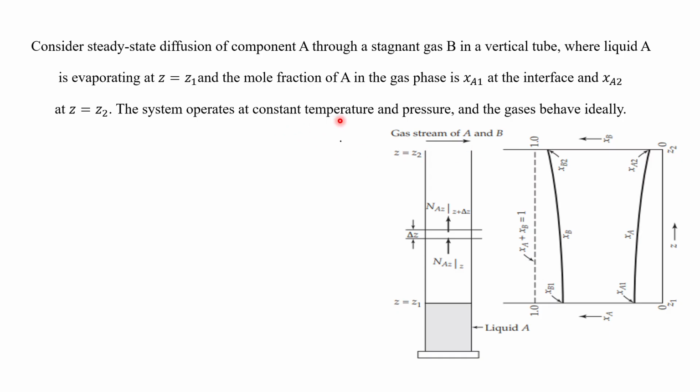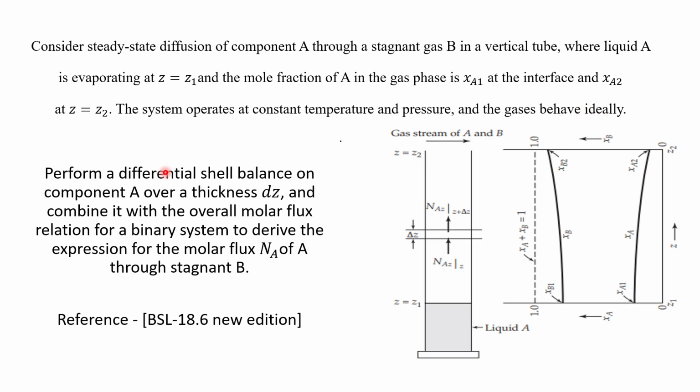We will assume the system operates isothermally and at constant pressure, and the gases behave ideally. What we have to do is perform a differential shell balance. We have a shell of thickness delta Z and will integrate it over the entire tube from Z equal to Z1 to Z equal to Z2. The question has been taken from BSL 18.6.